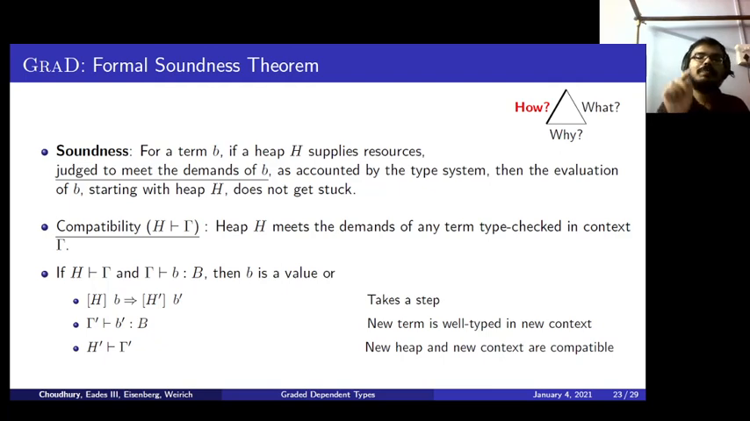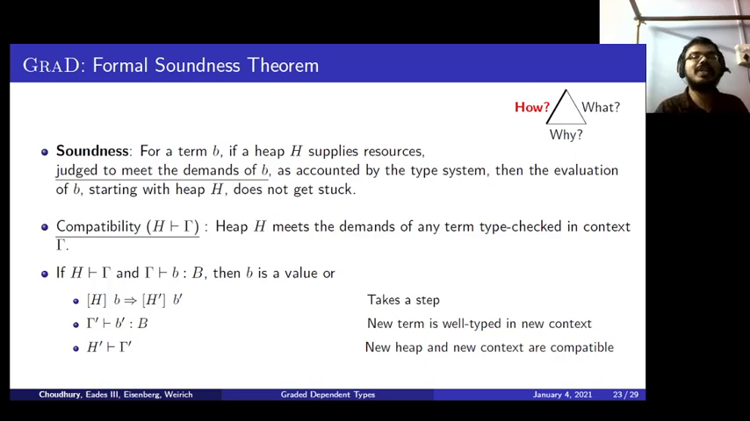Note that B prime has a new context gamma prime. This is because B prime may have used some resources from H. So B prime may have lesser demands. So that's why the context may change.